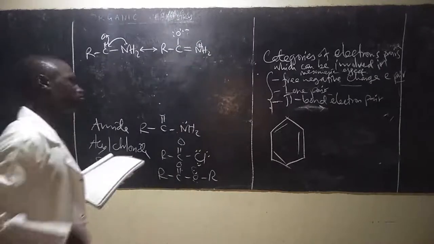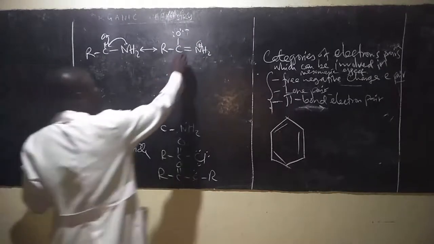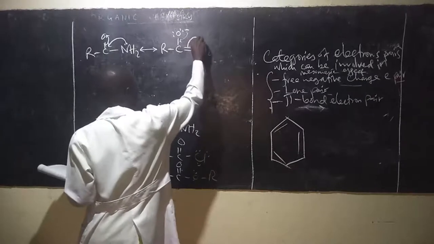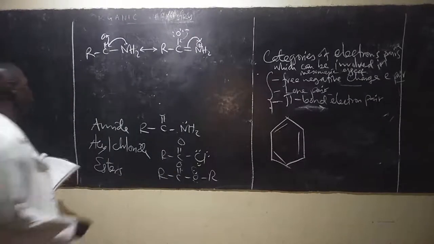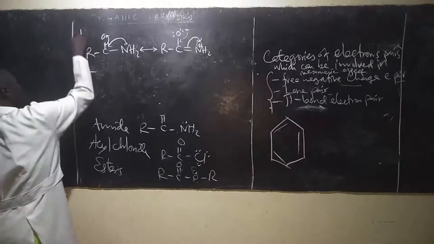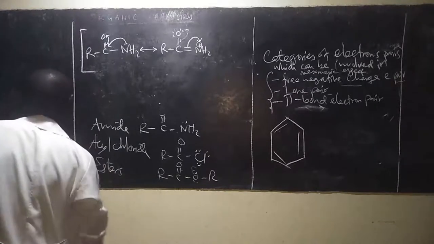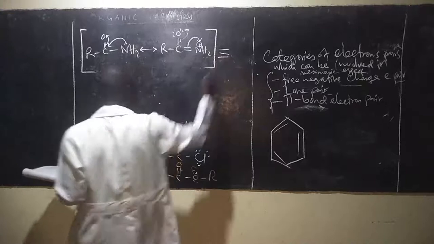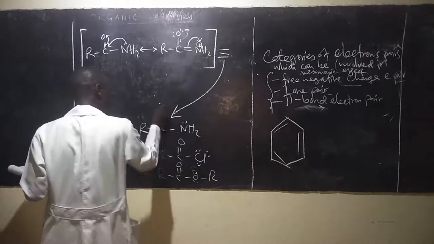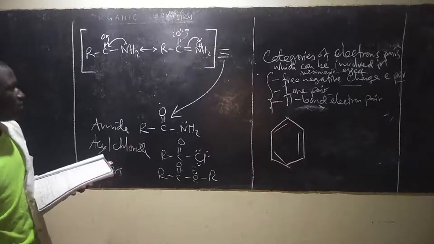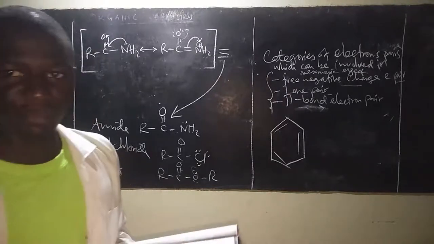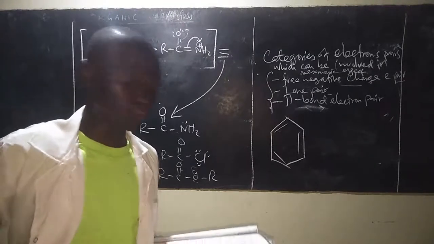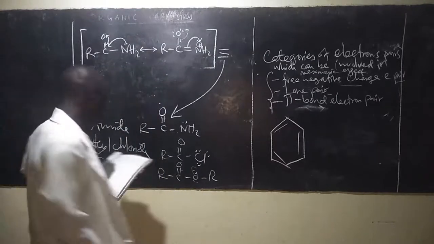Kitakachotokea tena hapa baadaye, finally, this will come back here and this bond will be broken to release electrons here. That's what will happen. But the two structures, they are regarded as the resonant structures which tend to build the final structure of amide. So kuna delocalization of electrons ambazo zinapelekea building ya ile final structure ya amide ambayo tunaifahamu.